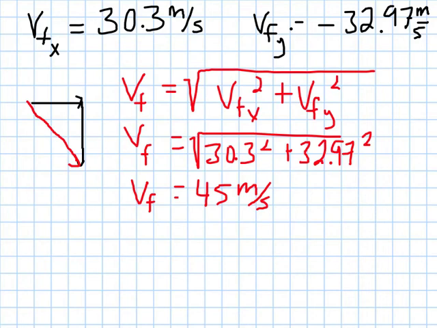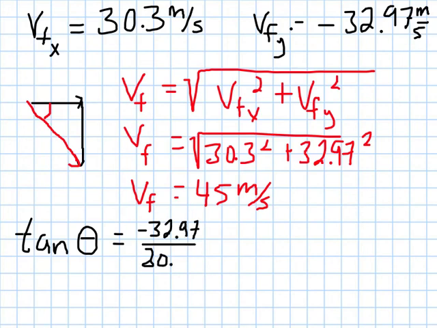So now I need the direction. I can pick really whichever angle I want. I kind of like this angle. I'll give that as an angle below the horizontal. So in that case, I look at the information I have, and I have my v final y, my v final x. I'm going to use an arc tangent to find this. So here's how this looks. Tangent of that angle I picked is going to be equal to the y component divided by the x component. So that would be a negative 32.97 divided by 30.3.